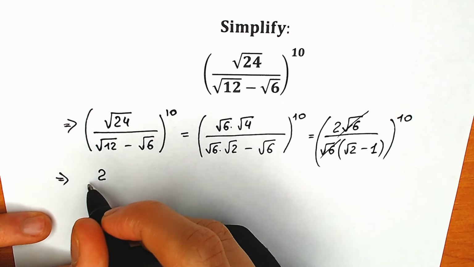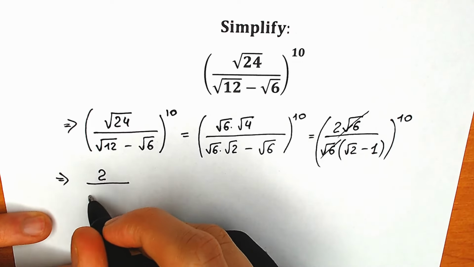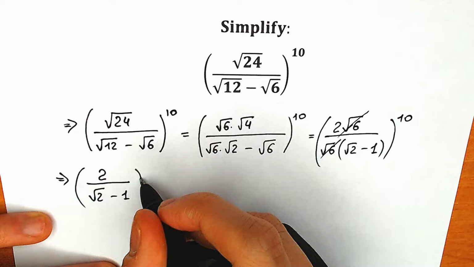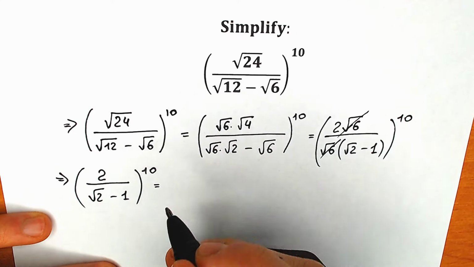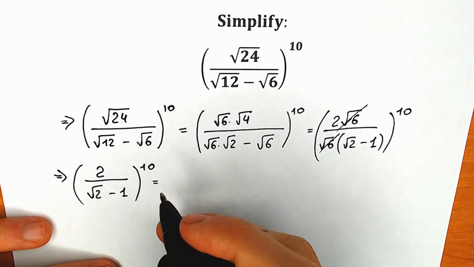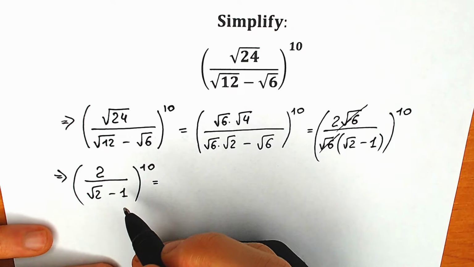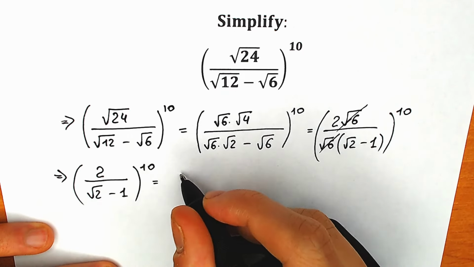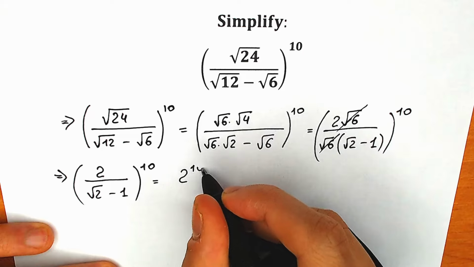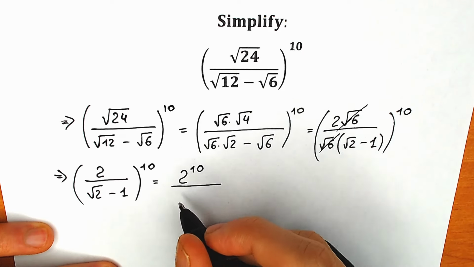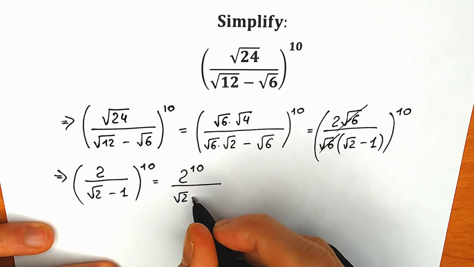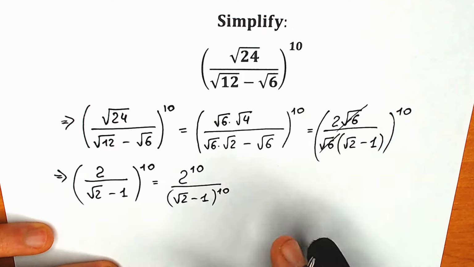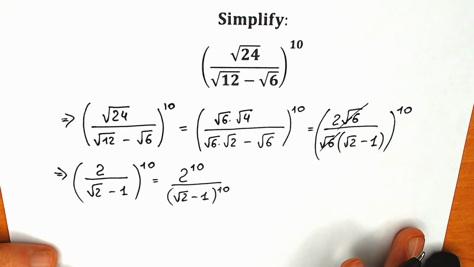2 in our numerator, and in our denominator square root of 2 minus 1, and we raise this to the power 10. Right now, the next step: when we have a fraction and we raise a fraction to a power, we need to raise our numerator to the power 10 and our denominator to the power 10. So square root of 2 minus 1 to the power 10. Okay, so I hope you understand. This is a property.